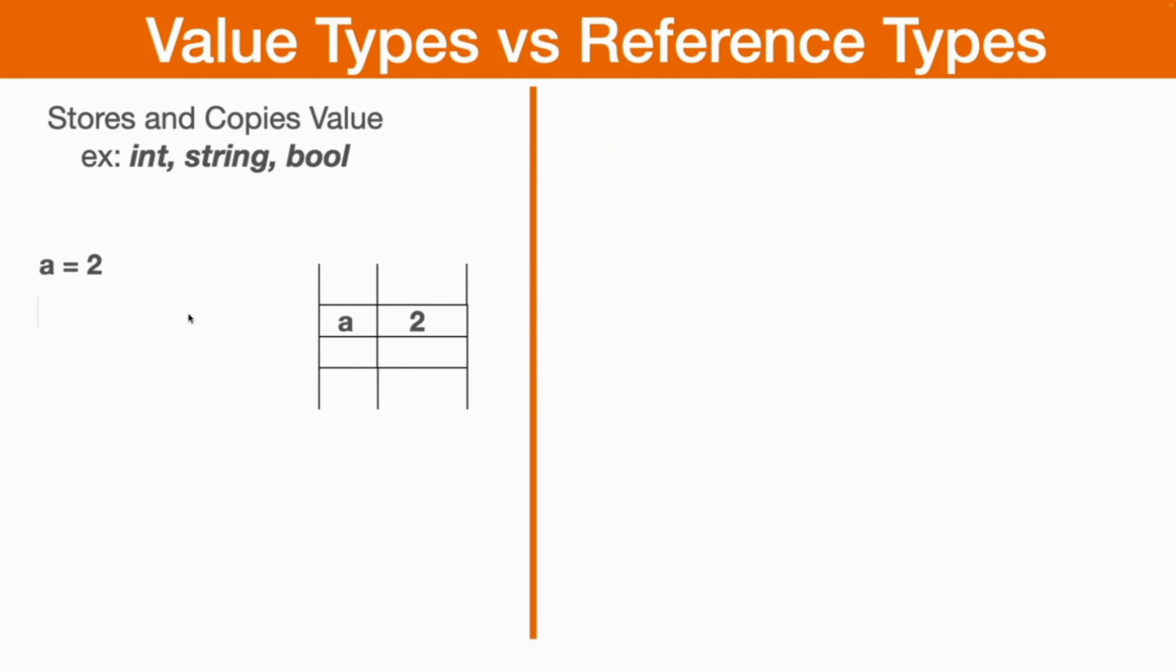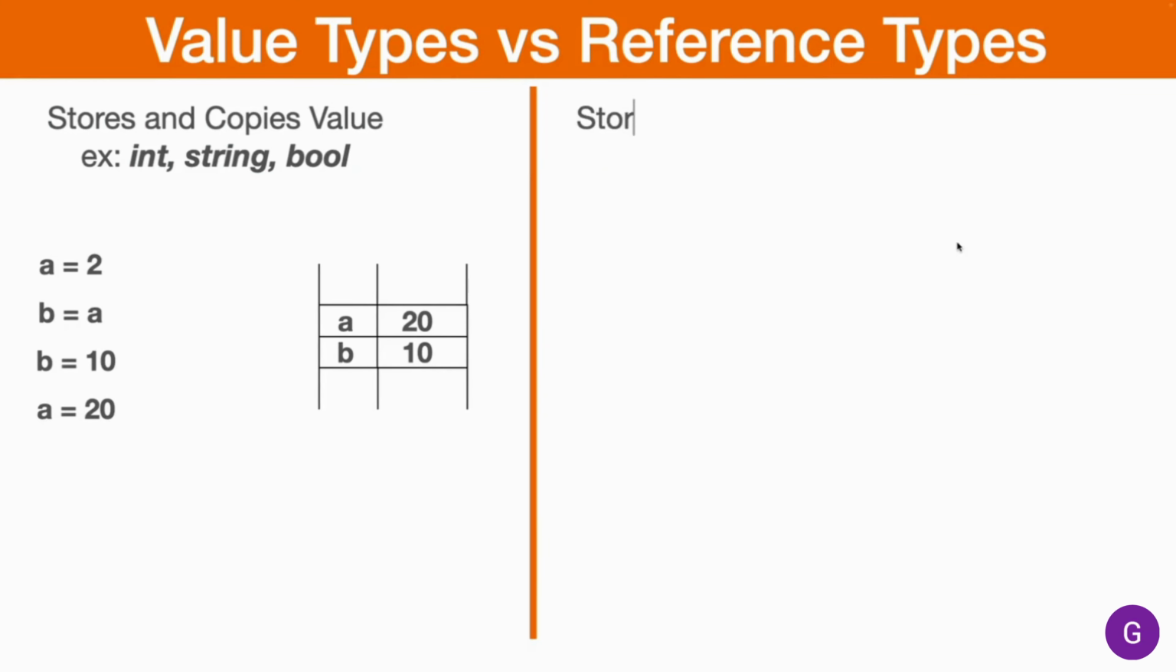When you assign this variable to another variable called b, in memory it is going to copy the value of 2 and then assign the same value to b. Later, if you change the value of b, it will just change the value of b and it doesn't change anything with the original value of a. Vice versa, if you change the value of a, it's not going to change the value of b, it will only change the value of a. That is the meaning of stores and copies the value.